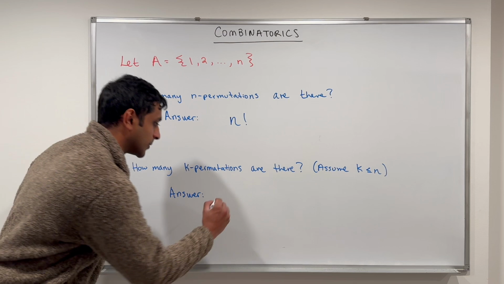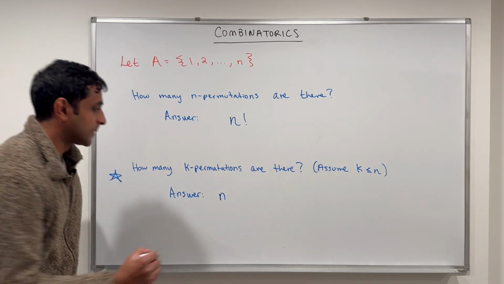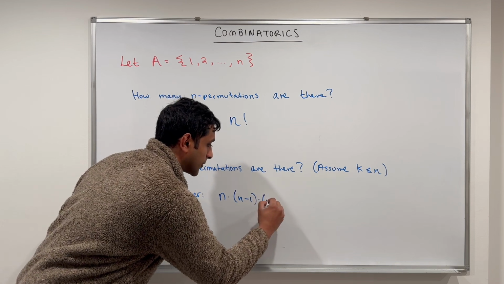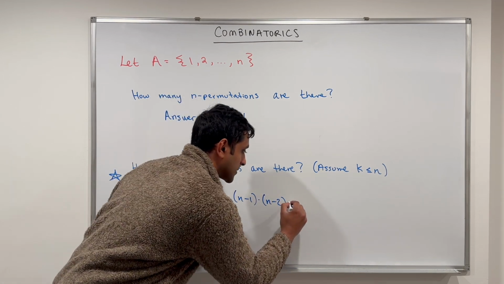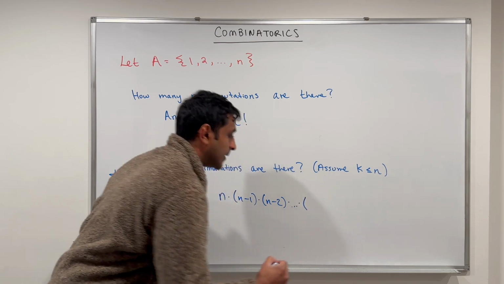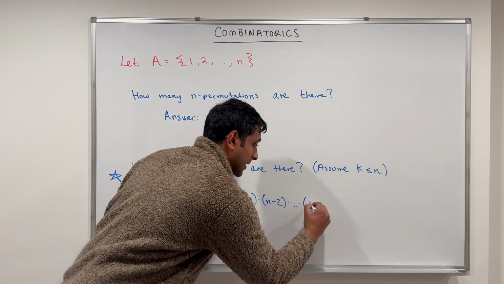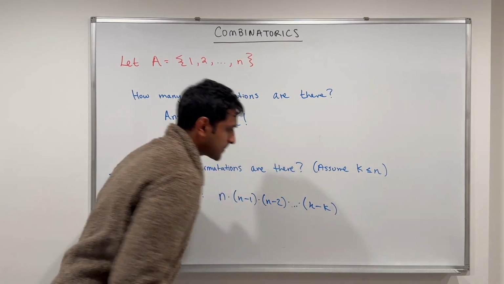So the first option, we have n choices. For the second option, we're going to have n minus 1 choices. For the third option, we're going to have n minus 2 choices, all the way until the kth option. How many choices are we going to have? Is it n minus k?